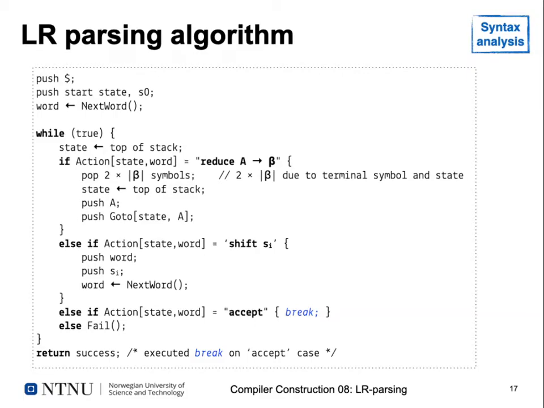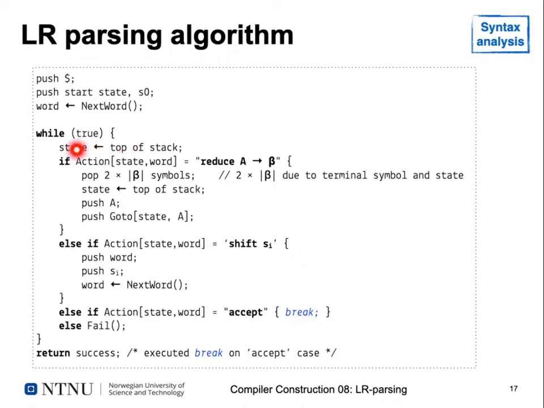So after we constructed our parsing DFA and converted it to a table, how can we actually use this? So this here is our LR parsing algorithm, and it actually starts in a very simple way. It pushes the end of our input and pushes our start state and reads our next word into a variable called word. And now we have an endless loop that can only be exited when we've successfully finished parsing.